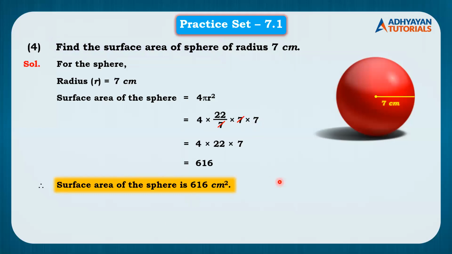So I want all of you to write the sum. Just write practice set 7.1, sum number 4. No need of writing the question. Just write the question number and copy down from here. I'm giving you 2 minutes for this. Is it clear?